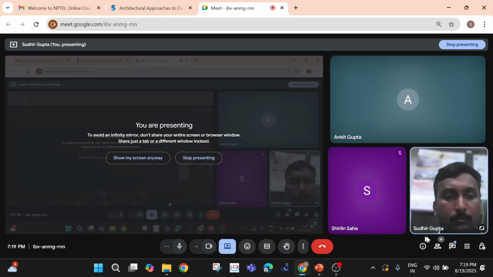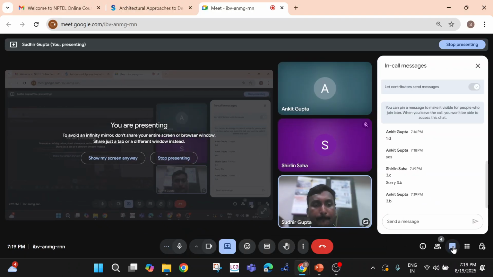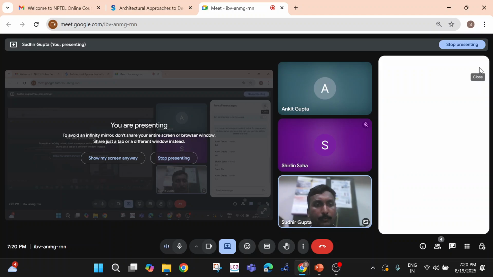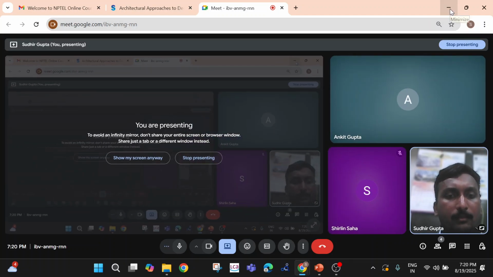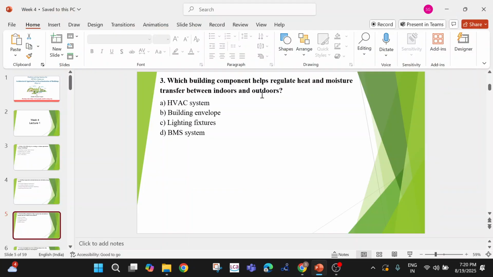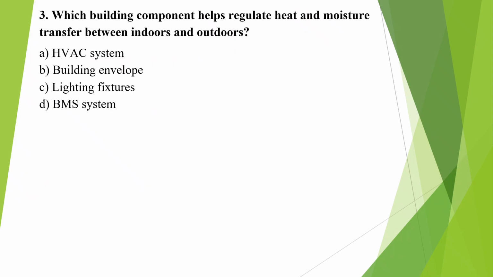So as I can see, Celine and Ankit, both of them have answered it, and both of them are opting for option B for this question, question number 3. So both of you are correct. Option B is the correct answer for this question.